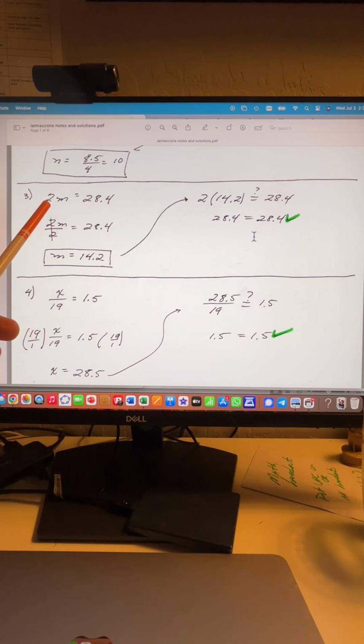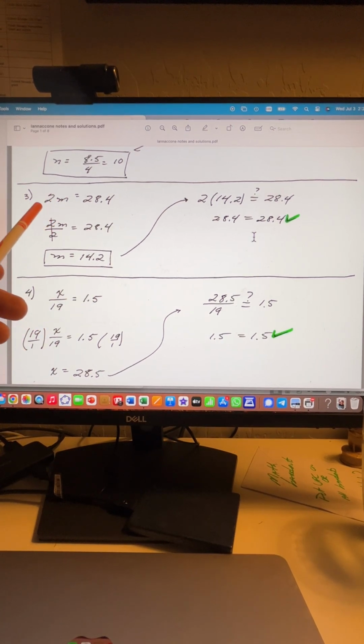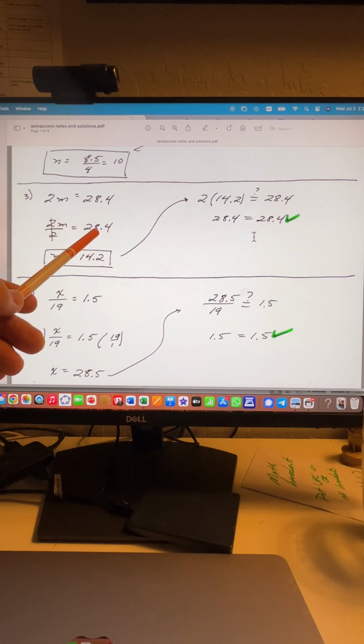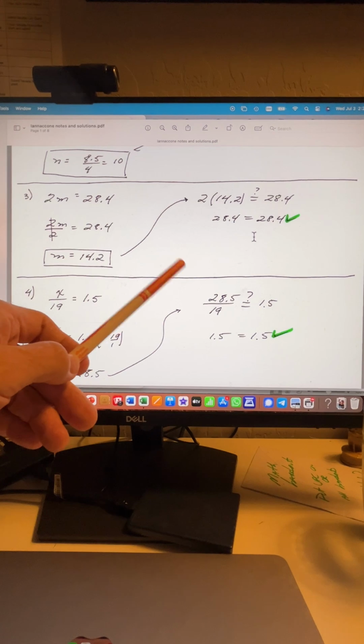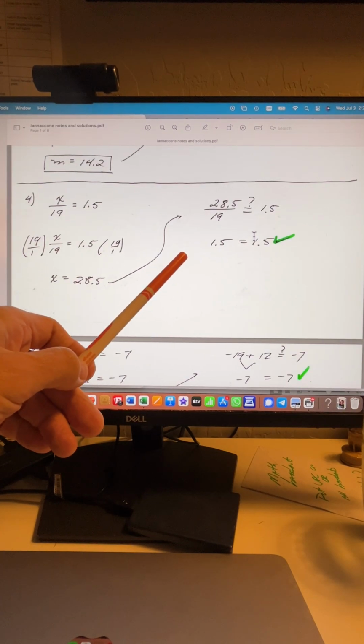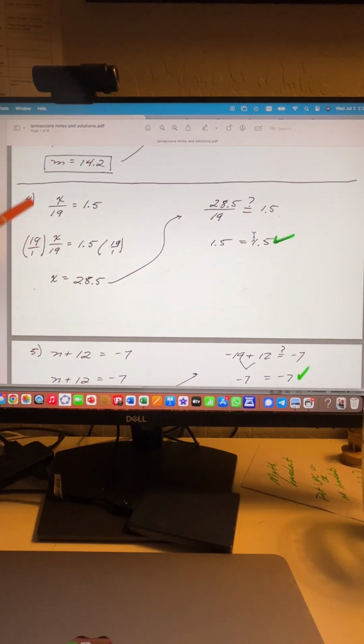So this one is a one-step problem. Hopefully you know 2 times m, the opposite of multiplication is division, and we divide both sides by 2. And I didn't write divided by 2, but you get 14.2, and then it checks over here. So hopefully I'm not going too fast, but I suppose you can rewind. We got 38 problems to get through.